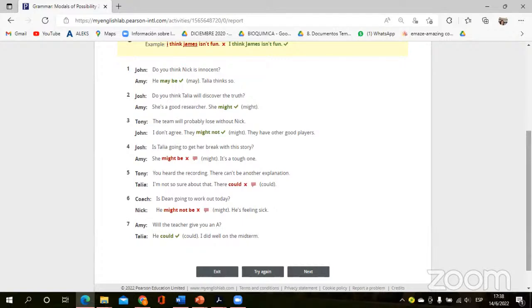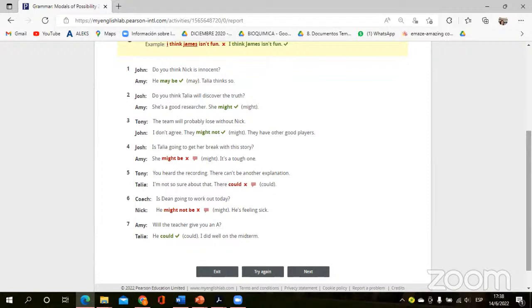So the answer is she might not. Okay. And number 5, well, we don't have a question, but we have a sentence before, and in the sentence is using the verb to be. There can't be another explanation. I'm not sure about that. There could, it's okay, but we have to use be because one sentence before we are using the verb to be. Okay, so it's okay.